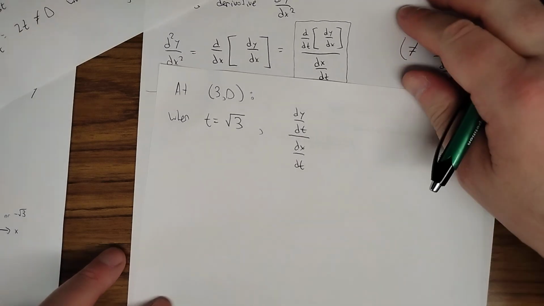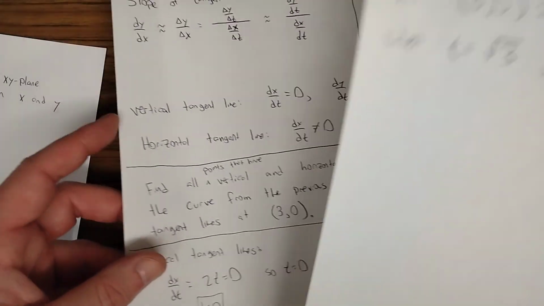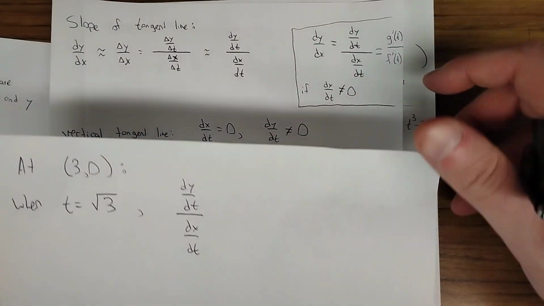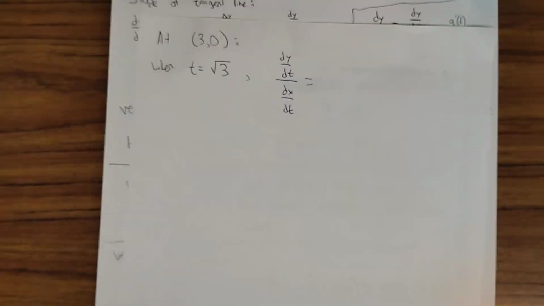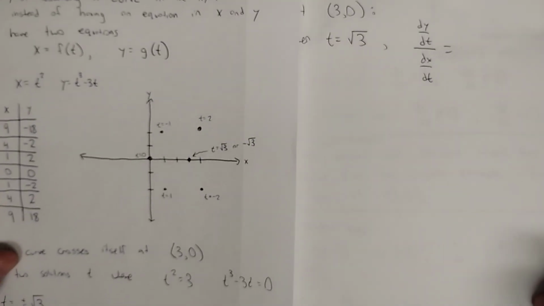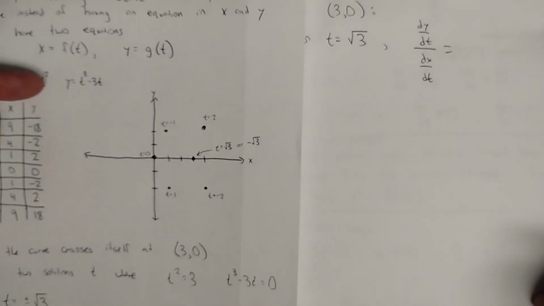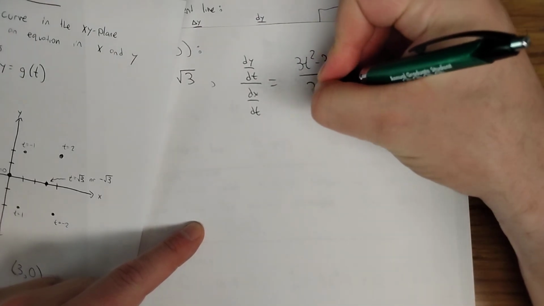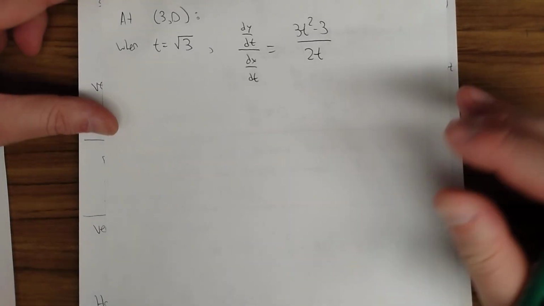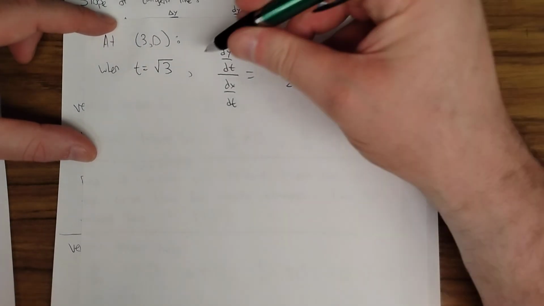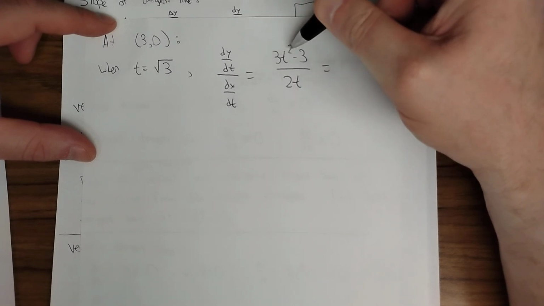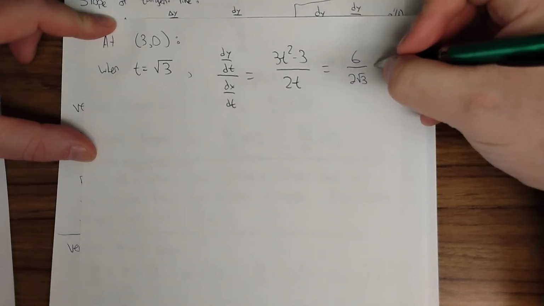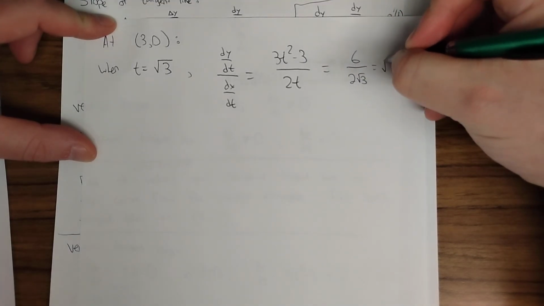So I am using this formula, dy over dt divided by dx over dt. So derivative of this over derivative of this. So 3t squared minus 3 over 2t. And we're just going to plug in root 3. So this is 3 times 3, so 6 over 2 root 3. So that's 3 over root 3. In other words, this is just root 3.